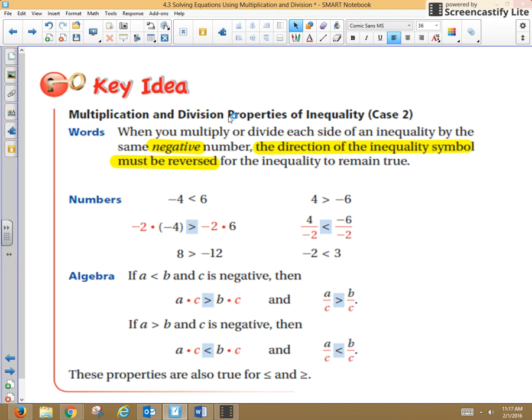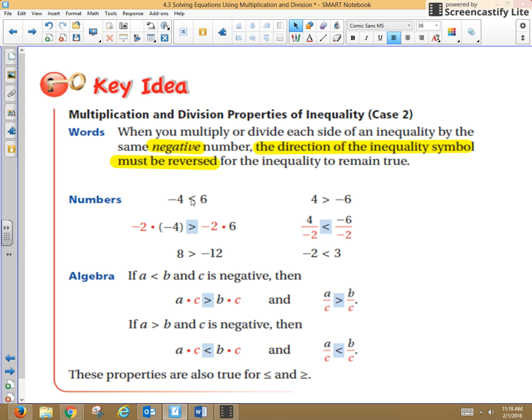Now our second key idea for multiplication and division properties of inequality, this is the second case, and it's a little bit different. When you multiply or divide each side of an inequality by the same negative number, the direction of the inequality symbol must be reversed in order for the inequality to remain true. So if you have negative 4 is less than 6, if you multiply both sides by negative 2, multiplying by a negative means you have to do the opposite of what the symbol says. So if this says greater than, you must switch the symbol from what it started at, less than.